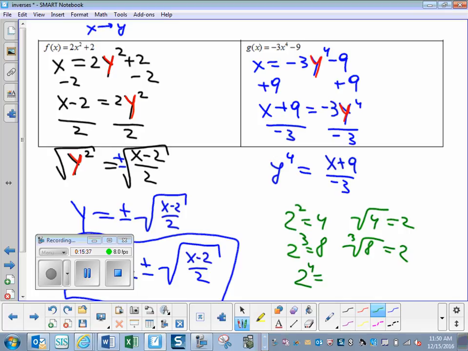2 to the power of 4 is 16. What kind of root do I need to take of 16 to get 2 back? Fourth root, right? You see how I'm undoing my operation when I take a number to the power of something? I need to take the root of the same degree to get my original number back, right?